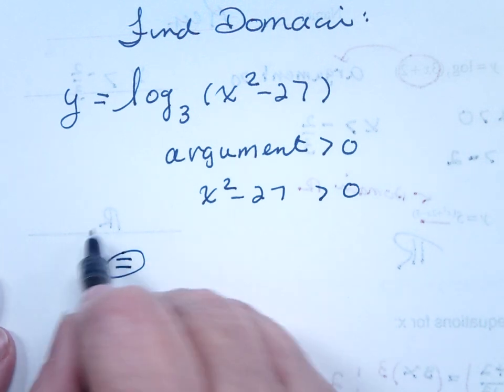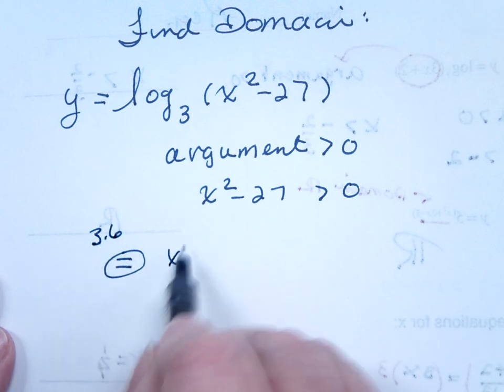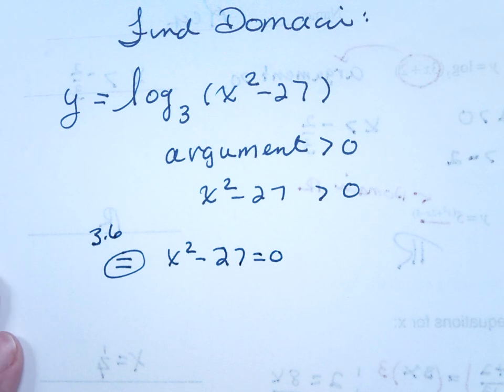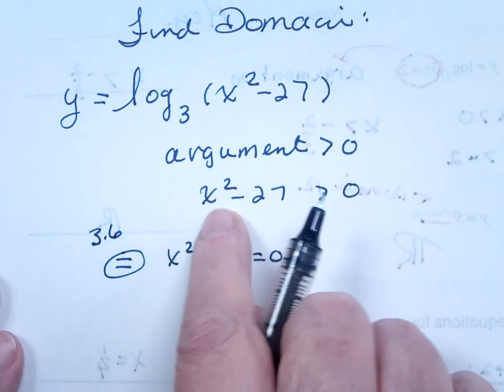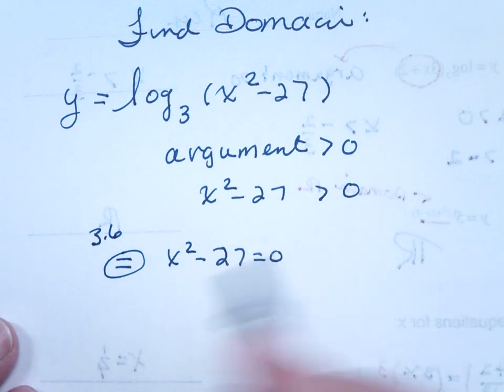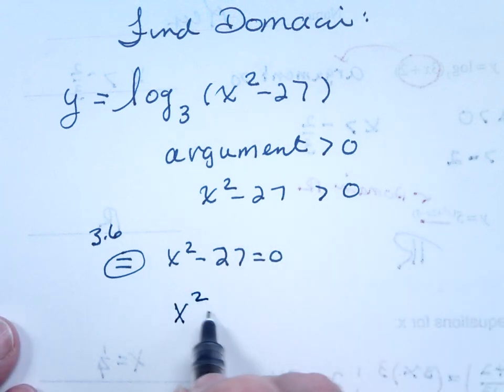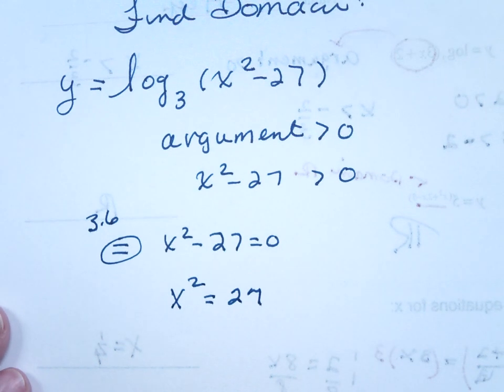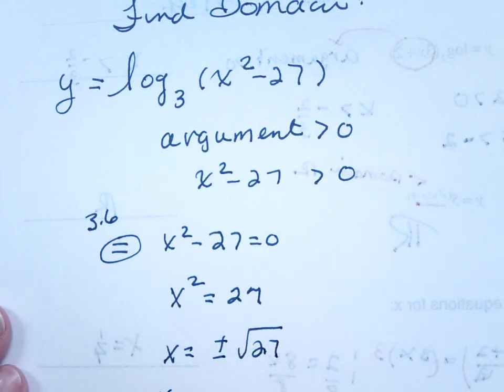That's 3.6. So x squared minus 27 equals 0. There are no domain restrictions; the domain of x squared minus 27 is all real numbers, so no problem there. This says that x squared equals 27, or x equals plus or minus the square root of 27. So x equals the square root of 27, and x equals minus the square root of 27. Now what do I do?